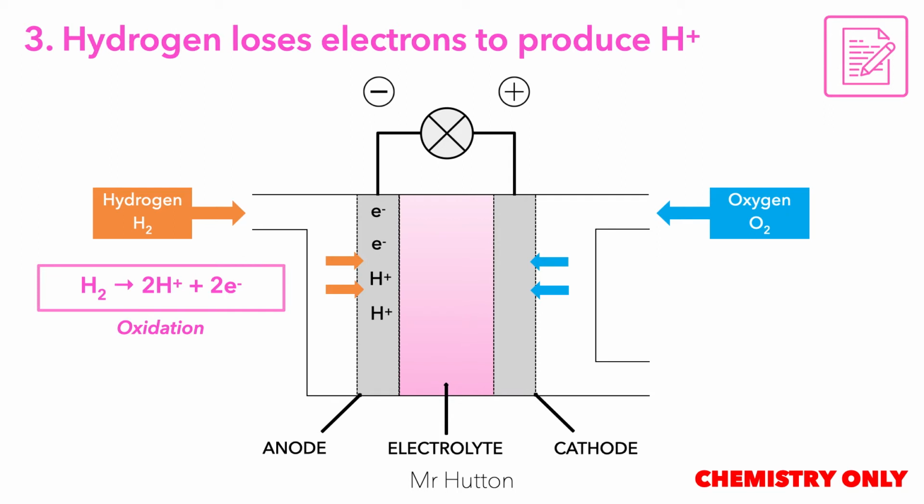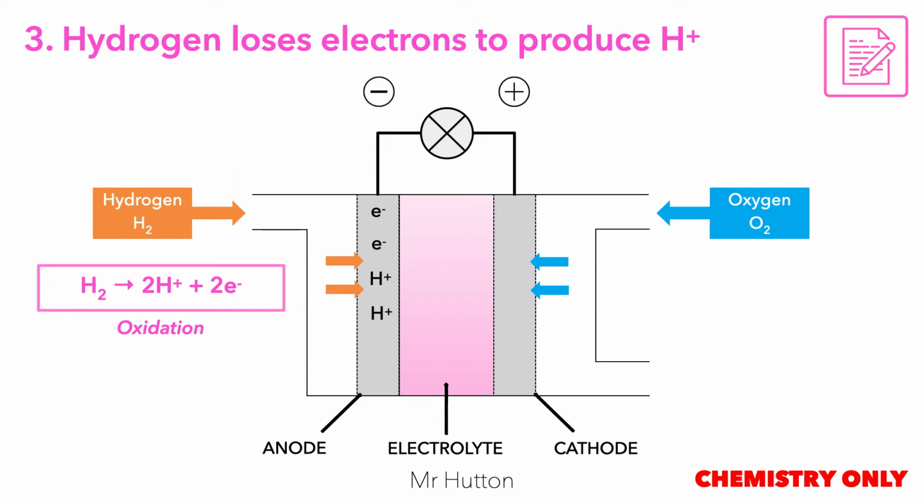So first of all, our hydrogen molecule is going to lose electrons to become hydrogen ions. Those hydrogen ions can diffuse through the anode into our electrolyte and head over towards the cathode, and the electrons become part of a flow of electrons around. That's a current which we'll then be harnessing for our electrical energy.